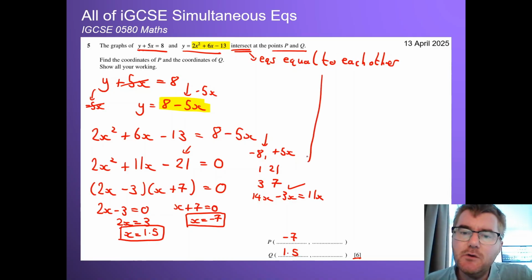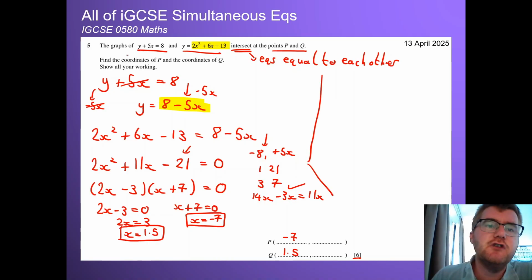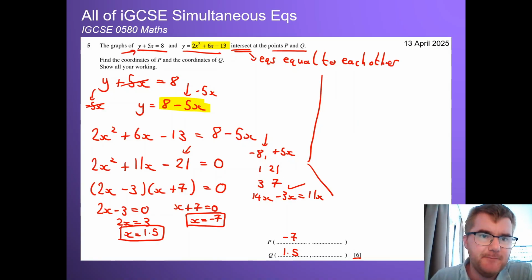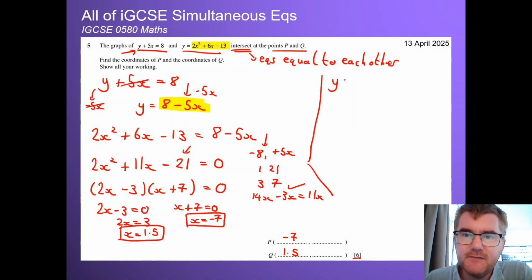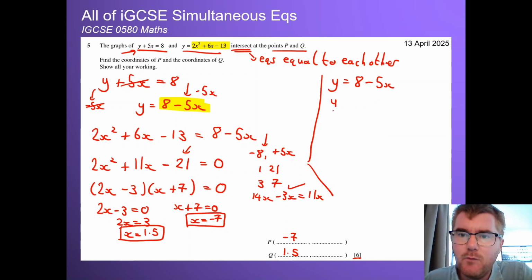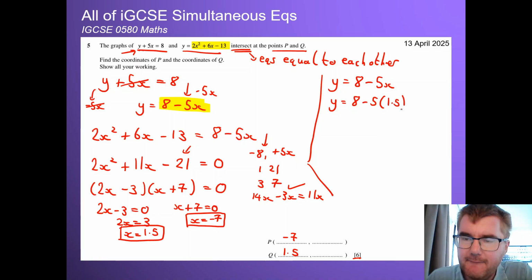And now we need to work out the y values. Again, we always try and take the linear one, the one without any x squareds, which makes life a lot easier. So remember, y is equal to 8 minus 5x. So we can replace the x with these numbers one at a time. So we have y equals 8 minus 5 lots of 1.5.